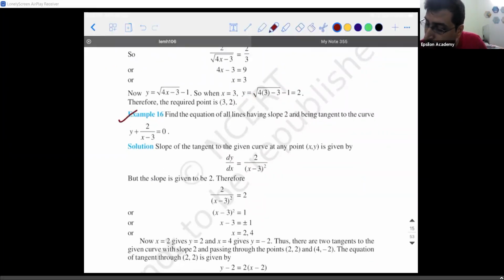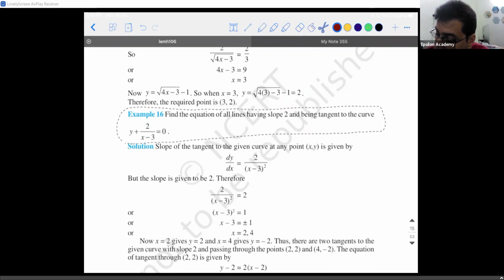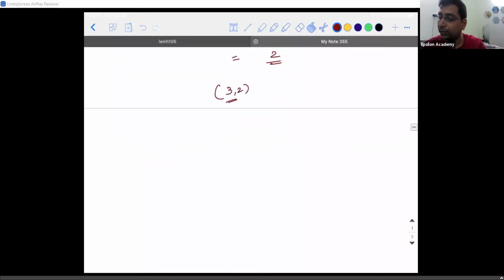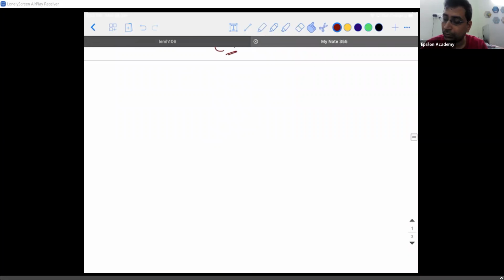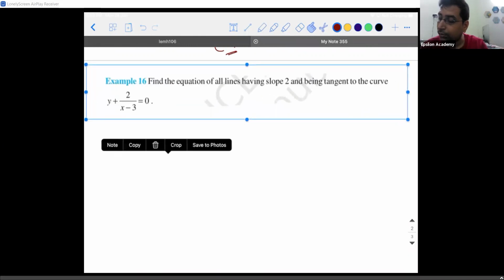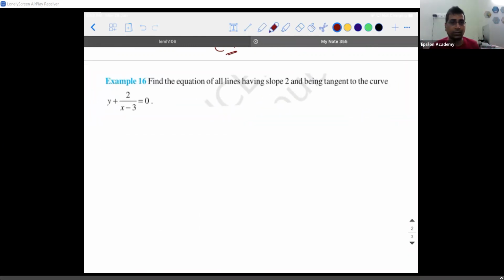Find the equation of all lines having slope 2 and being a tangent to the curve y plus 2 by x minus 3 is equal to 0. Okay. Copy. Let's try this. Find the equation of all lines having slope 2.